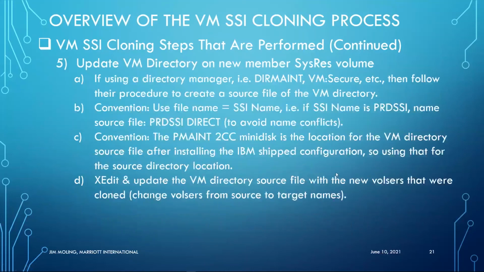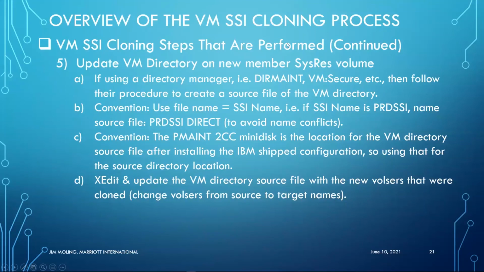Okay, moving on. So the next key file that we have to address is the VM directory. The VM directory is not quite as simple as the system config, because you have two forms of it. You have the source directory, and then you have the version of the directory that's used by CP, let's put it that way, right? And to complicate it further, if you're using a directory manager like DirMaint or VM Secure or something else, it puts another little wrinkle into it.